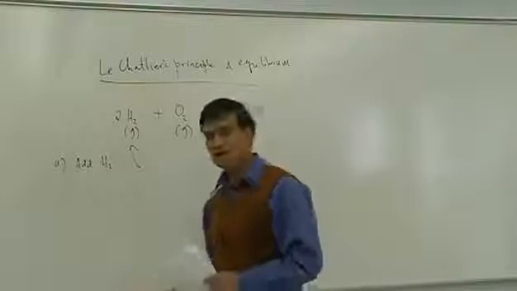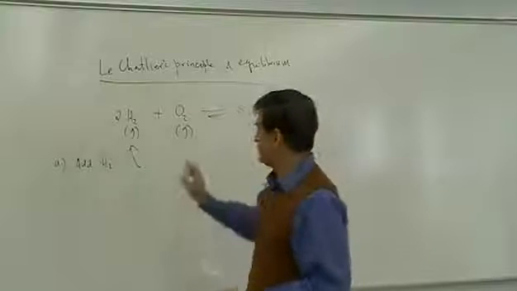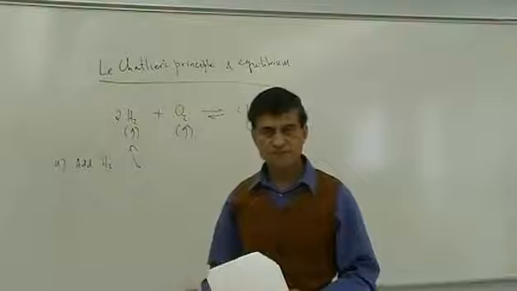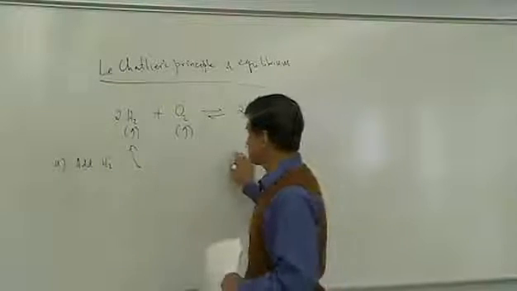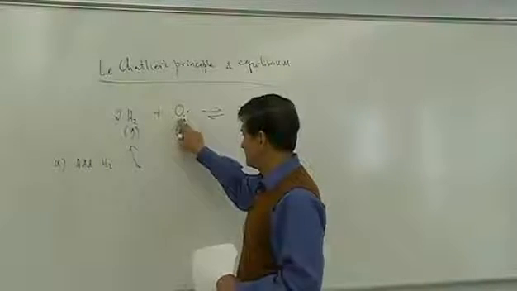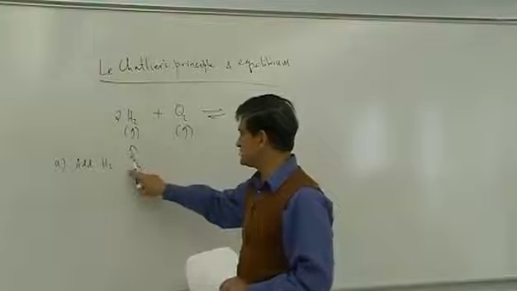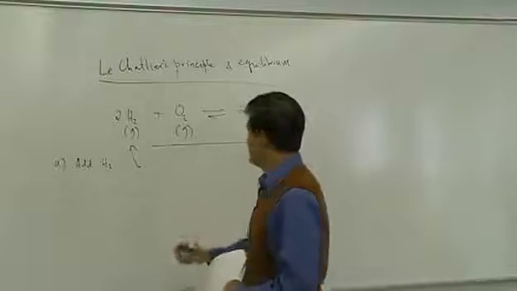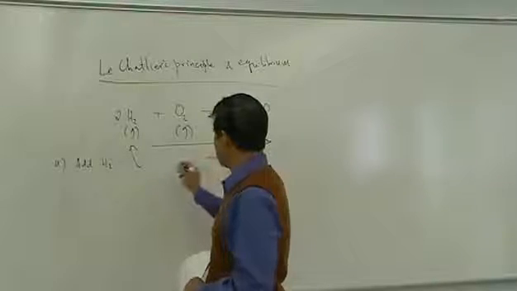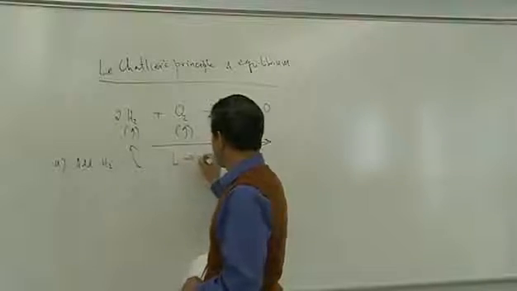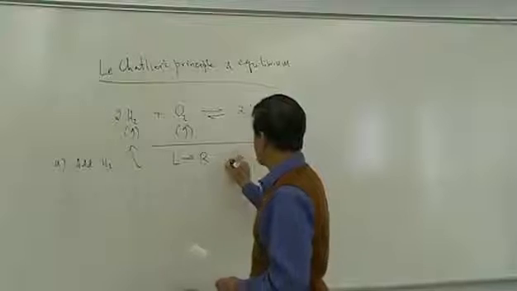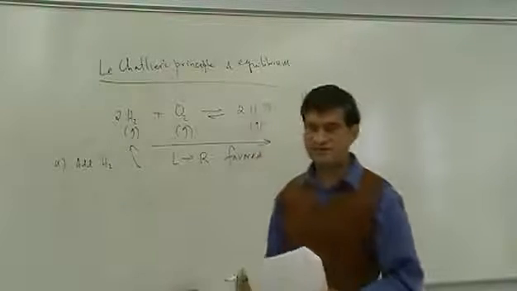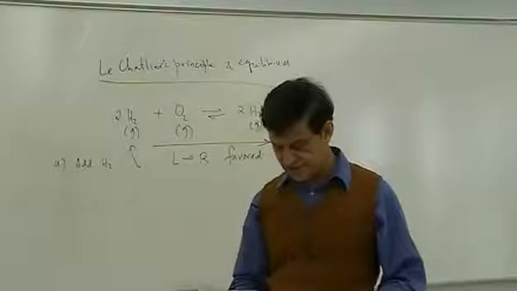Now there are only two ways it can go, from left side to right side or from right side to left side. If it goes from left side to the right side, hydrogen will be consumed. So in order to get rid of hydrogen, it has to go predominantly this side, from reactant side to the product side. We'd call it left to the right favored. So equilibrium would be favored from left hand side to the right hand side.